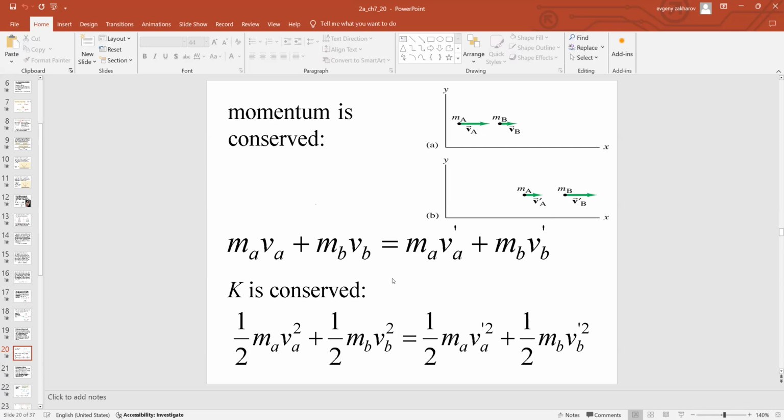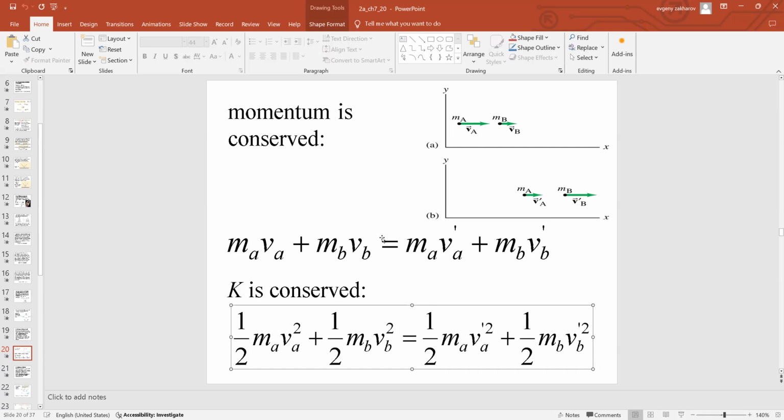Now for elastic collision, we say kinetic energy is also conserved. The kinetic energy of ball A before the collision plus kinetic energy of ball B before the collision is the same as kinetic energy of ball A after the collision plus kinetic energy of ball B after the collision. So two equations, four unknowns in general. If you know the other two parameters, you can easily solve for the remaining two parameters. And you don't have to do anything else, just go with conservation of momentum and kinetic energy.